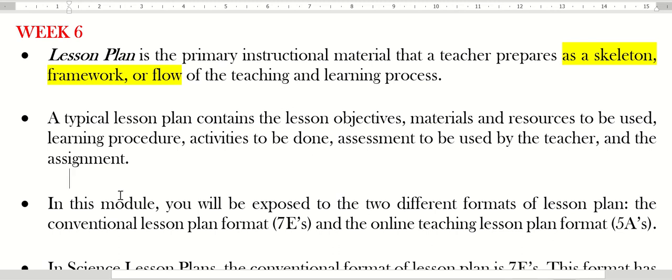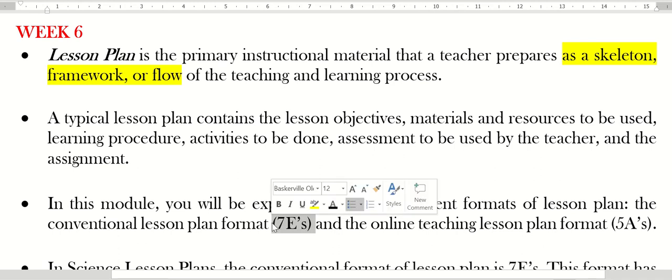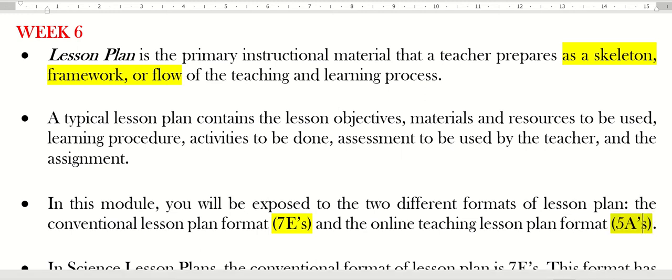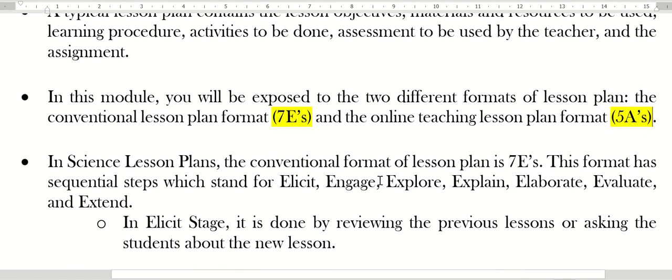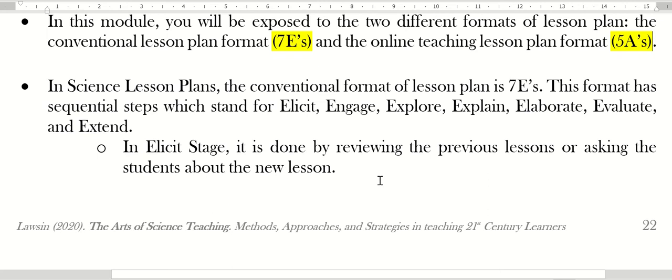So in this module, you will be exposed to the two different formats of the lesson plan, the 7 E's and the 5 A's. So the 7 E's, that is the one that we use in conventional teaching, while the 5 A's is the one that we use for online teaching. Now, in science lesson plan, the conventional format is 7 E's. This format has sequential steps which stand for elicit, engage, explore, explain, elaborate, evaluate, and extend.